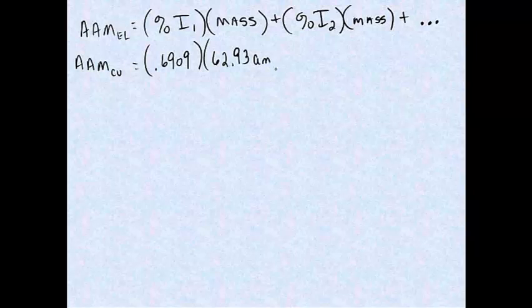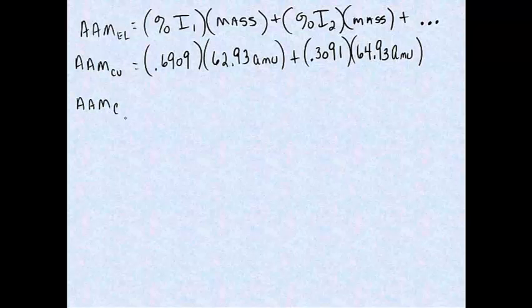62.93 AMUs. This was number 1. And the other one was 30%-ish, 30%, and its mass was 64.93 AMU. It's nothing more than an algebra problem now. Average atomic mass of the copper, and I multiply these two guys together and I get 43.48 AMUs. So that's the mass of isotope number 1 in elemental copper.